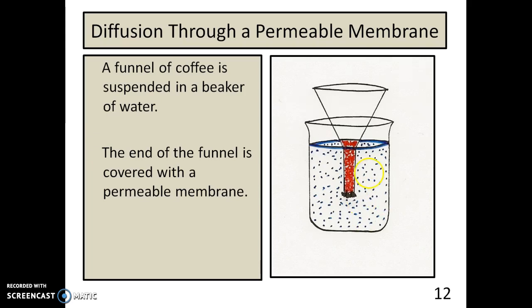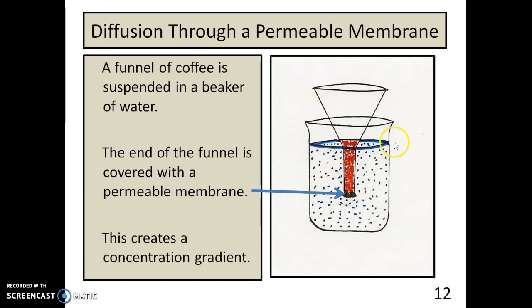All right. So when we've put the coffee within the beaker, we have created a concentration gradient. So we have a space. We have a high concentration of coffee, and we have a low concentration of coffee. Where is the high concentration of coffee? Here in the funnel. Where is the low concentration of coffee? Here in the beaker.